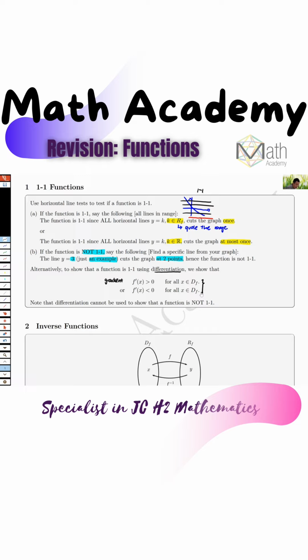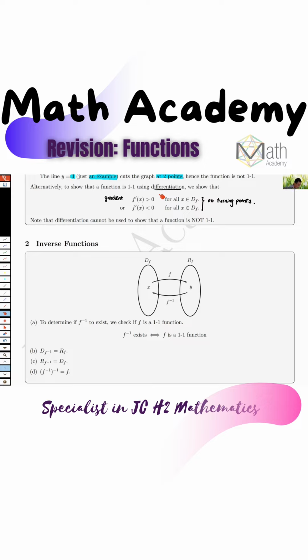Mainly because in this segment, if it's all positive or negative, there will be no turning points. And you don't want turning points. If there are no turning points, it must mean there is one-to-one. Okay, but only use if you are forced to do so. Generally, you just go for horizontal lines like this.